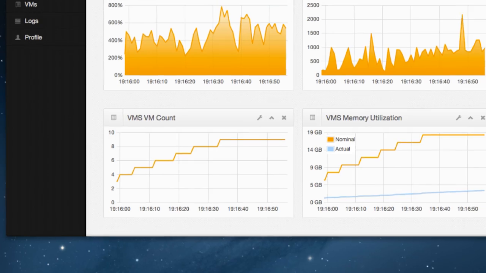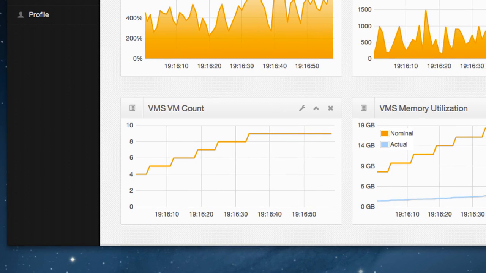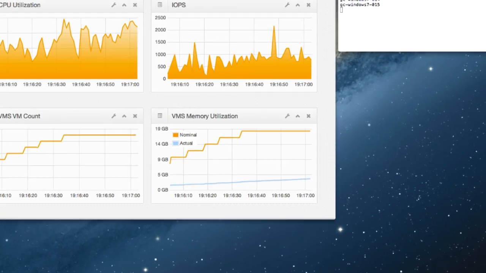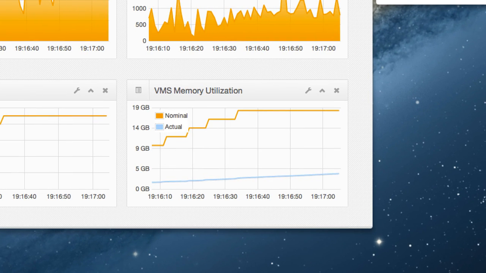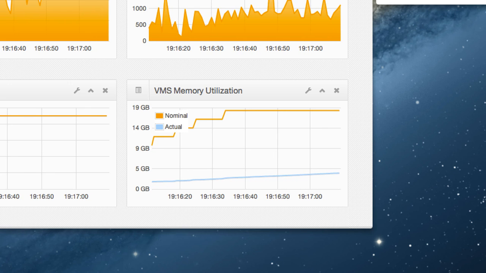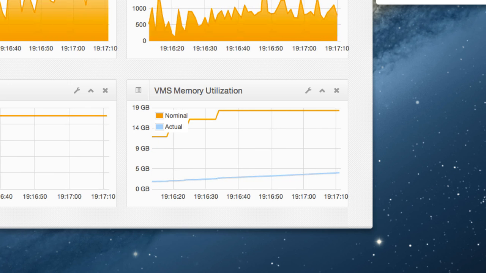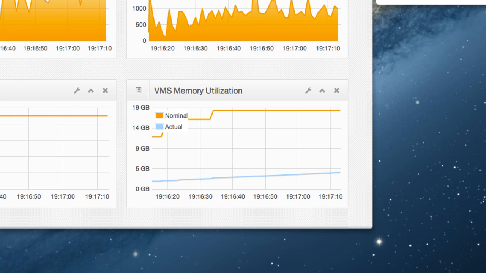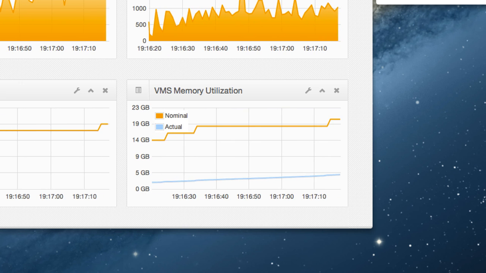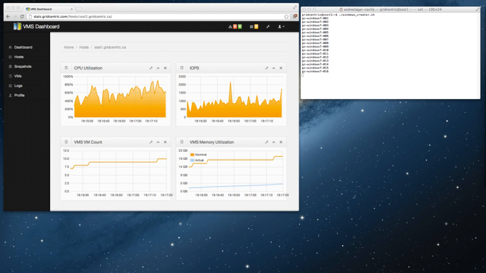In the Virtual Memory Streaming Virtual Machine Count pane, we can see the VMs starting up in quick succession. In the Memory Utilization pane, we see the significant savings Gridcentric's technology achieves. While nominal memory for 9 Windows instances should occupy 18 GB of RAM, given that each instance has 2 GB, in practice, the instances only use around 4 GB of RAM collectively.